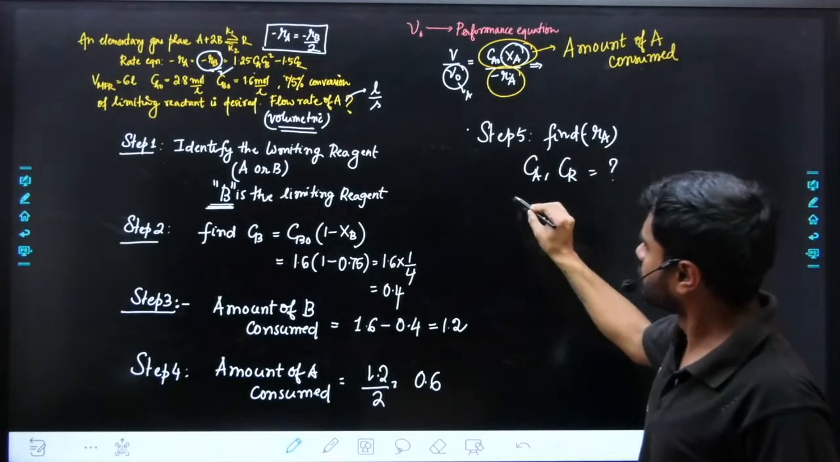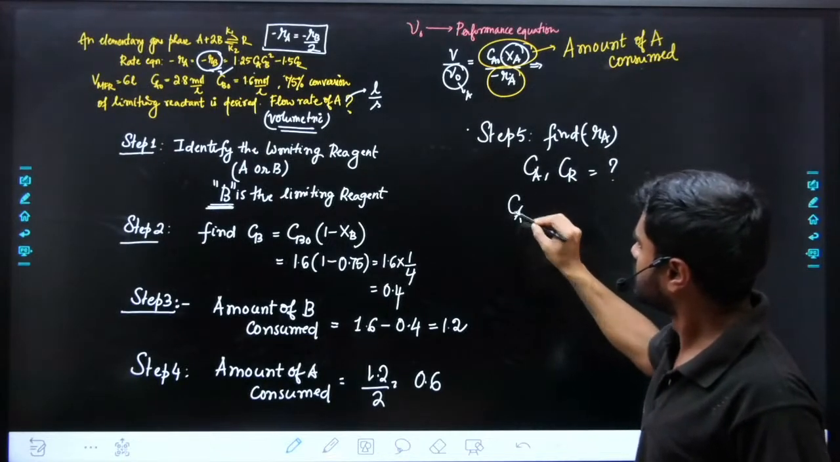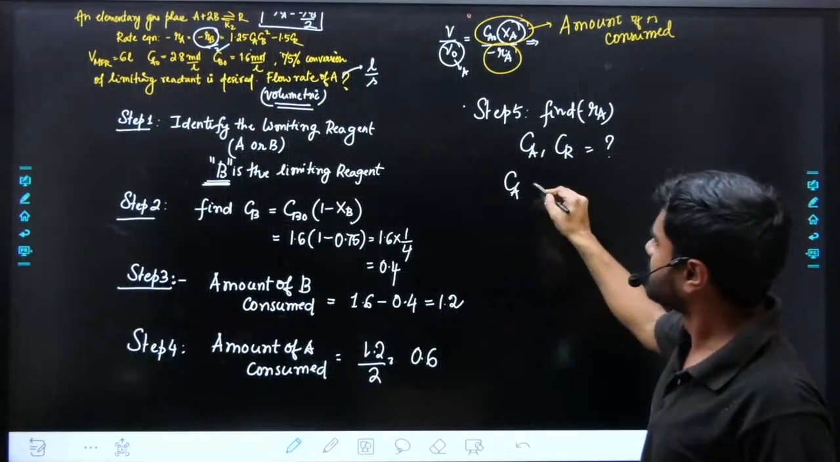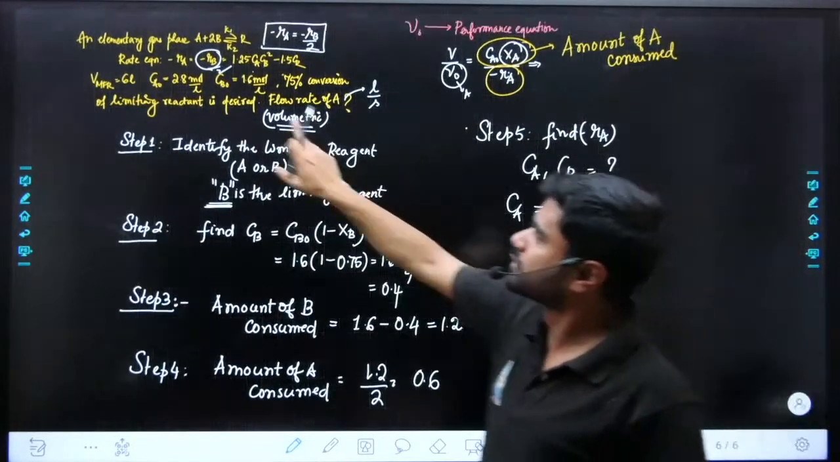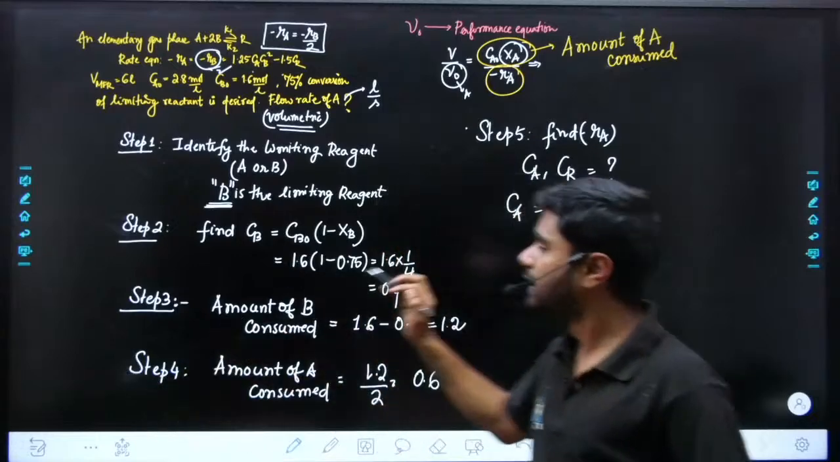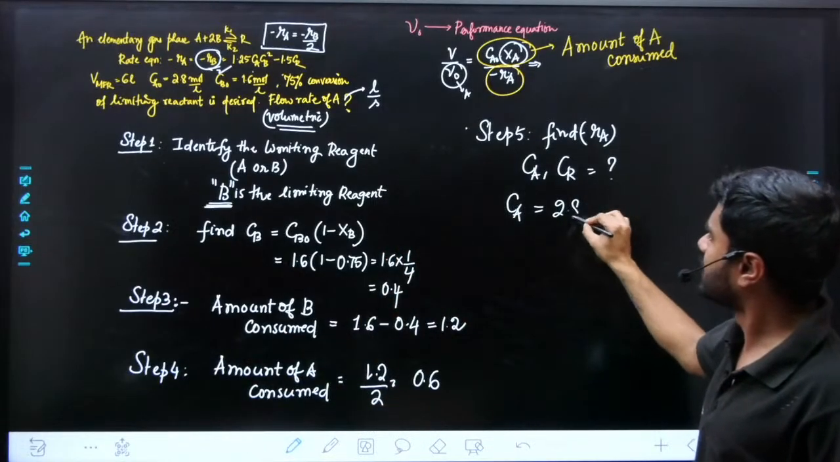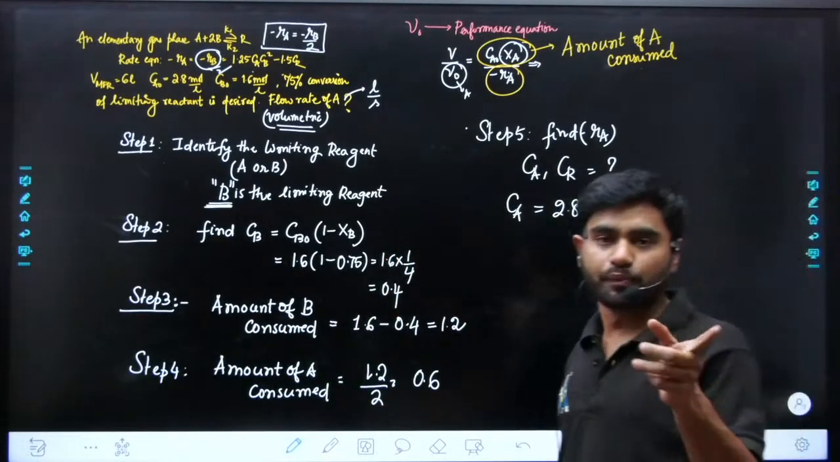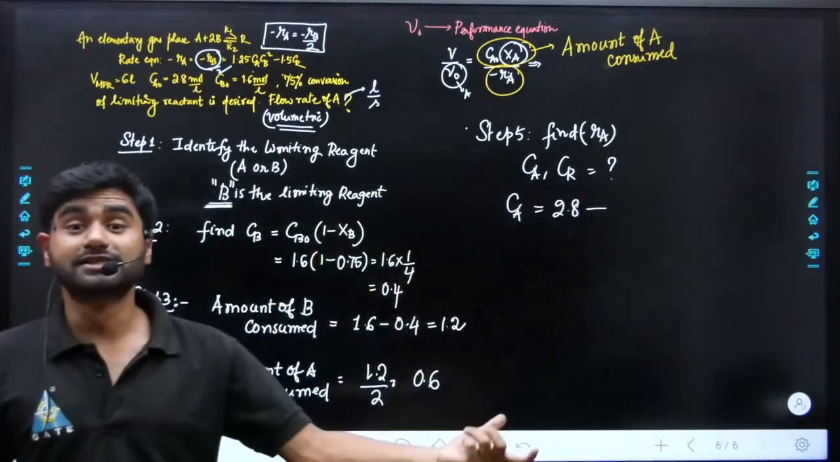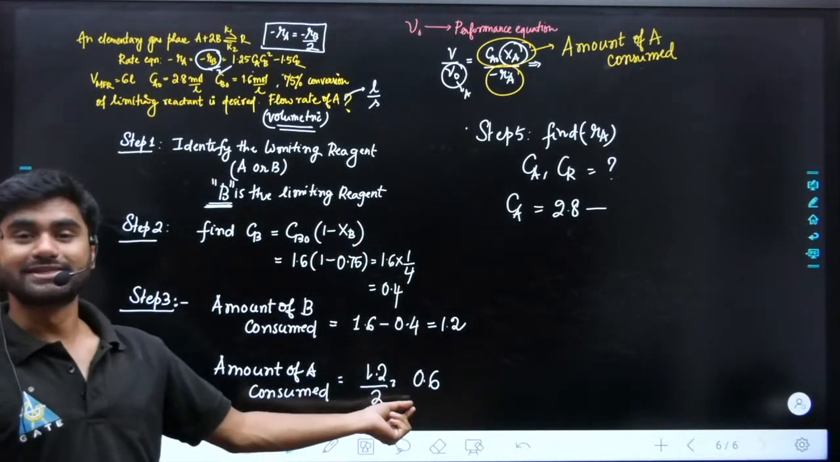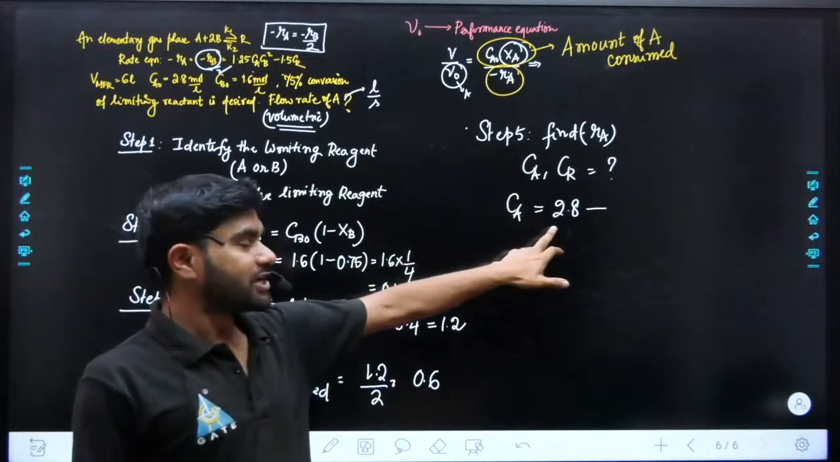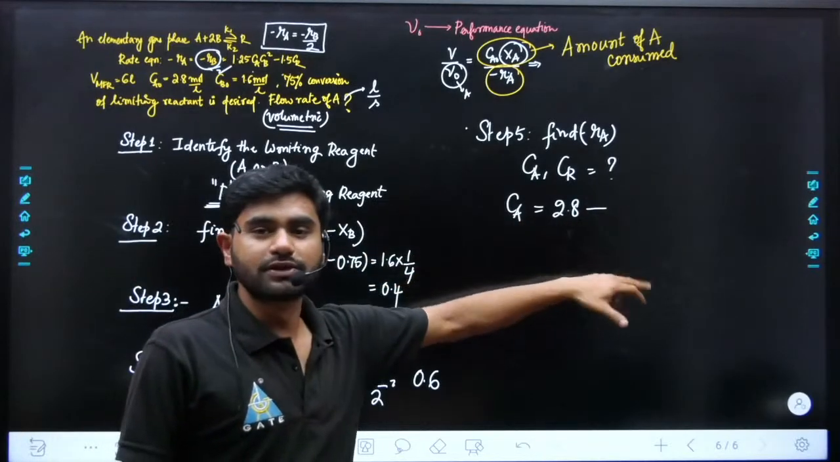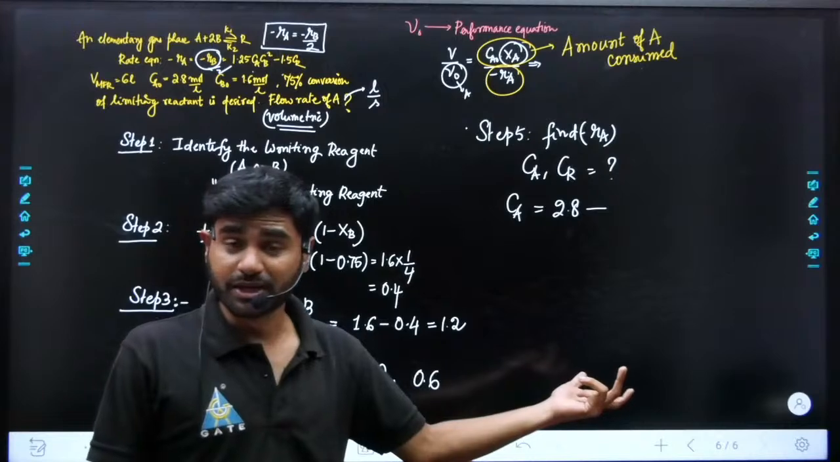Now in order to find the value of CA, what is the value of CA? Just help me out. CA will be equal to initially how much we are taking, which is 2.8, minus what has been consumed. So how much is consumed? 0.6. So from the initial, if you subtract the consumption, we get how much amount of A is left behind.